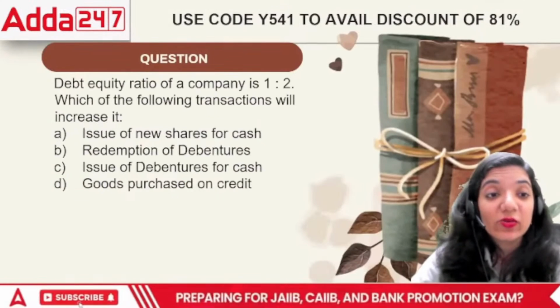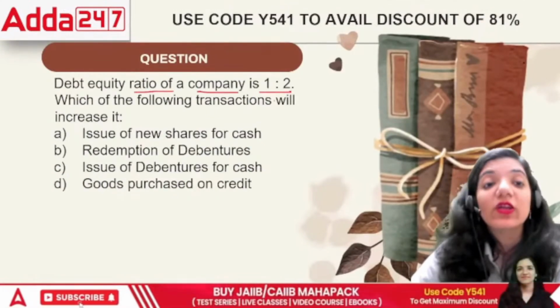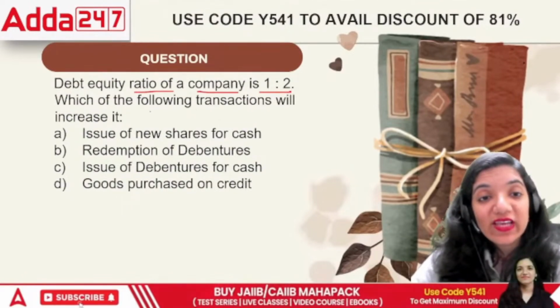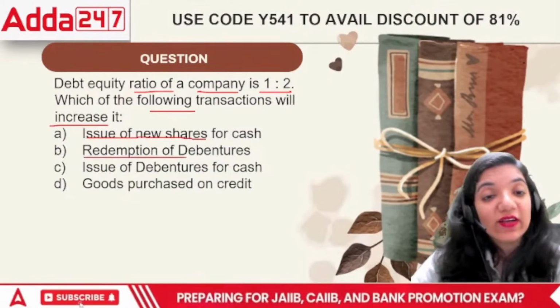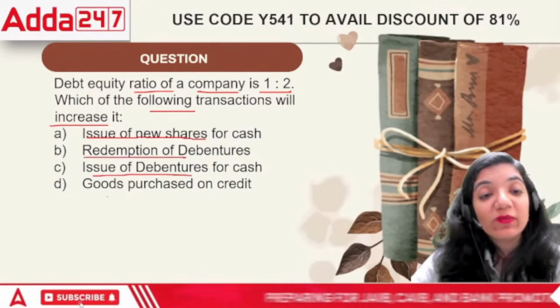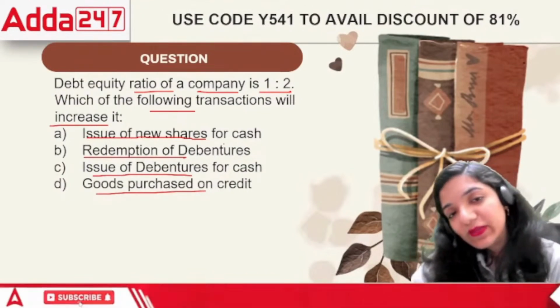Next question. The question says the debt equity ratio of a company is 1:2. Which of the following transactions will increase it? Issue of new shares for cash, redemption of debentures, issue of debentures, or goods purchased on credit. One of the basic things.